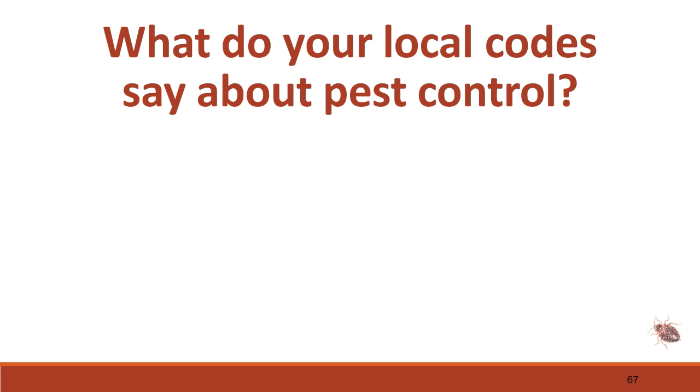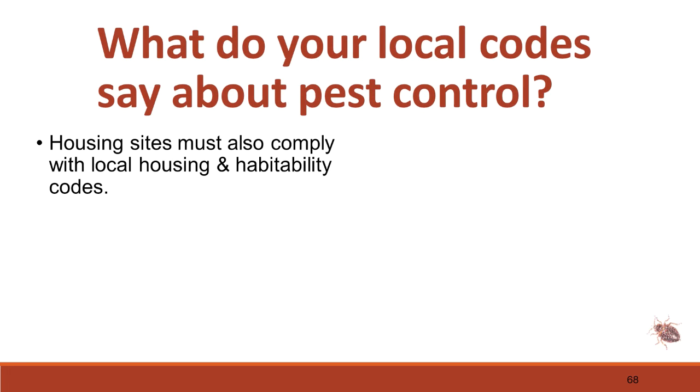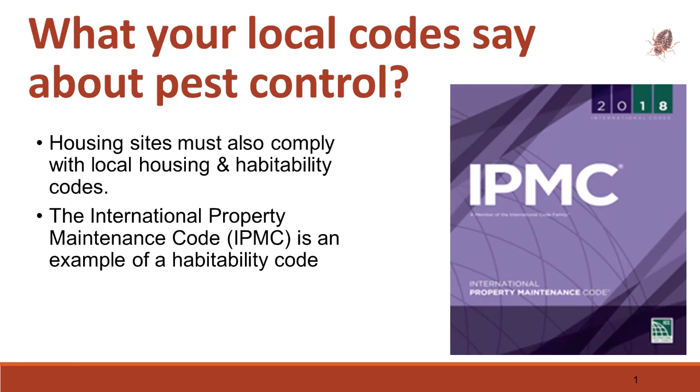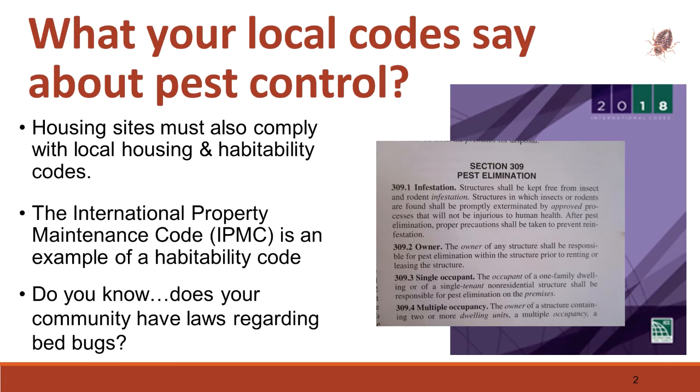What do your local codes say about pest control? Housing sites must comply with local housing and habitability codes. The International Property Maintenance Code, IPMC, is a common example. Section 309 addresses pest control. Do you know, does your community have laws regarding bedbugs?